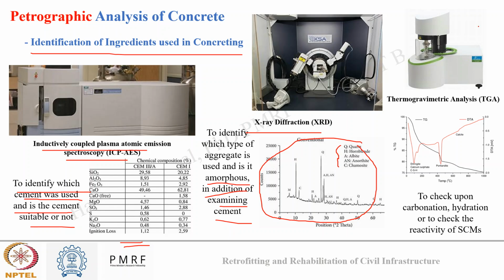Okay. Finally, we can also use thermogravimetric analysis, also known as TGA, and using this, we can check how my sample behaves when it is exposed to high temperature ranges, which will help me detect how much carbonation has occurred based on how much calcium carbonate was formed. We can also detect how much hydration occurred based on how much water loss it gave from the start to the end, and we can also check the reactivity of SCM based on how much calcium hydroxide it consumed during hydration. Okay, so these are very deep applications of petrographic analysis.